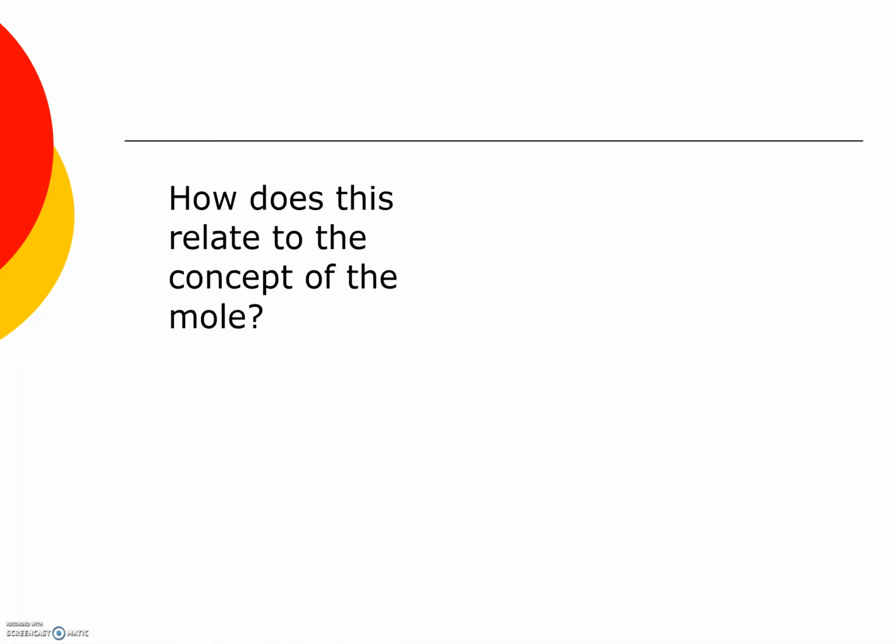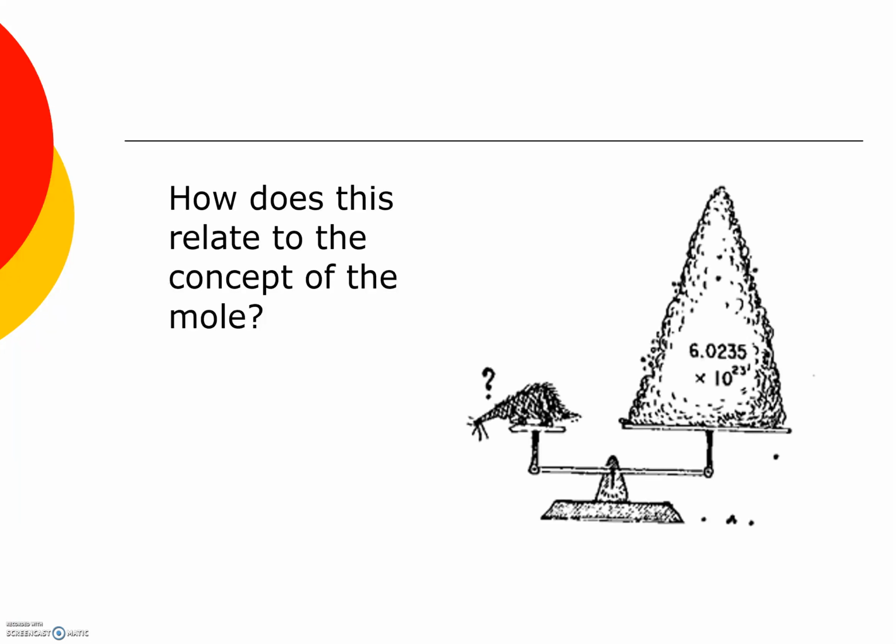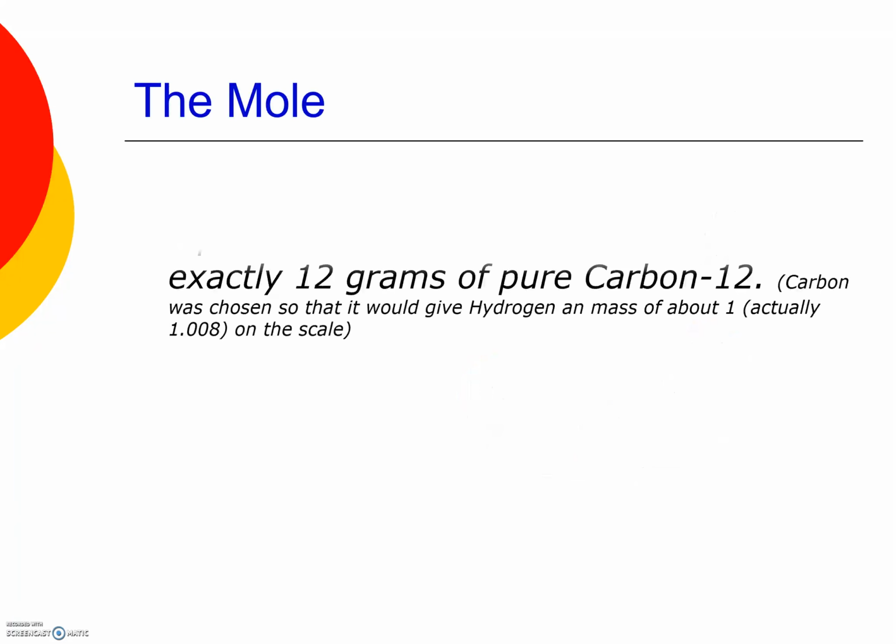All right, well then how does this relate to the concept of the mole? This diagram sums it up pretty well. You can see here we have the mole. This is of course the organism, the mole. So a mole essentially is equal to this number. This number is going to be very important to us: 6.02 times 10 to the exponent 23.